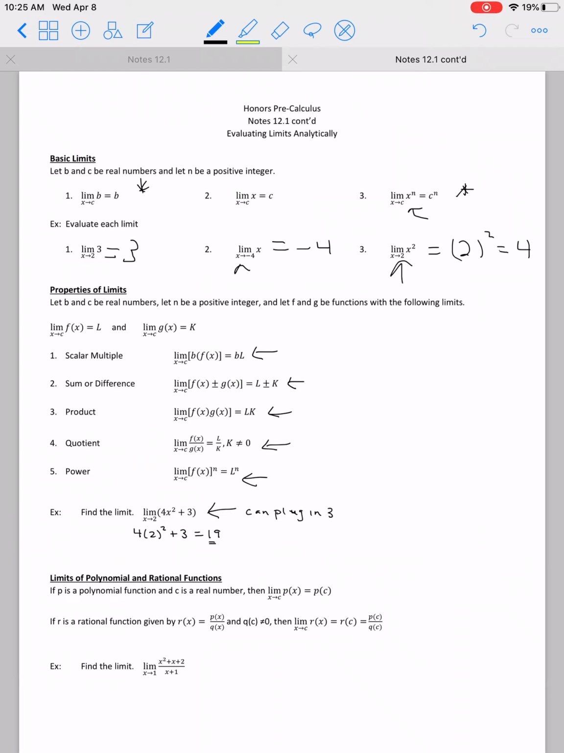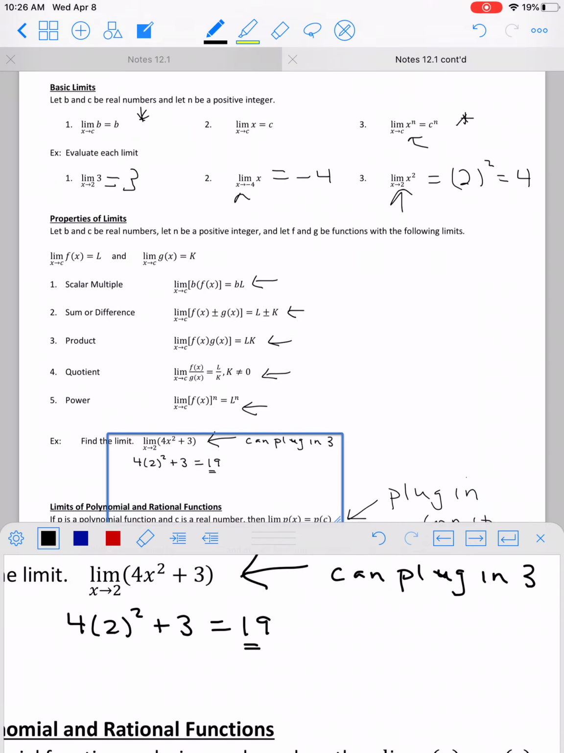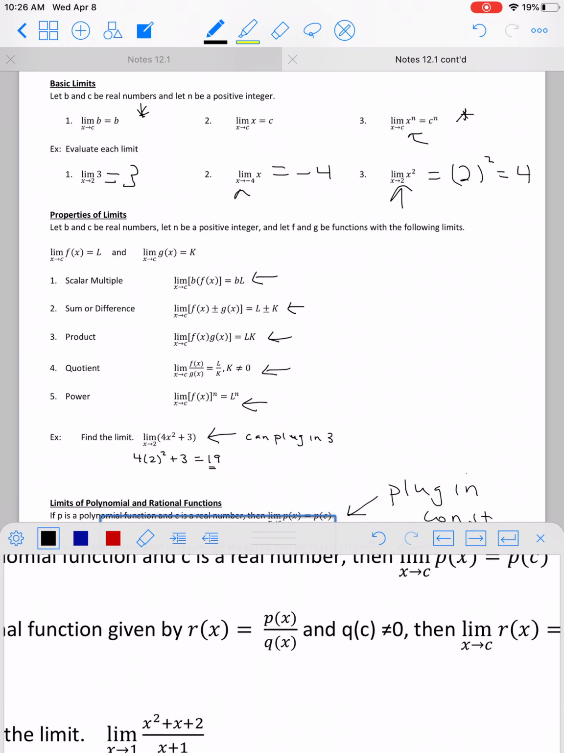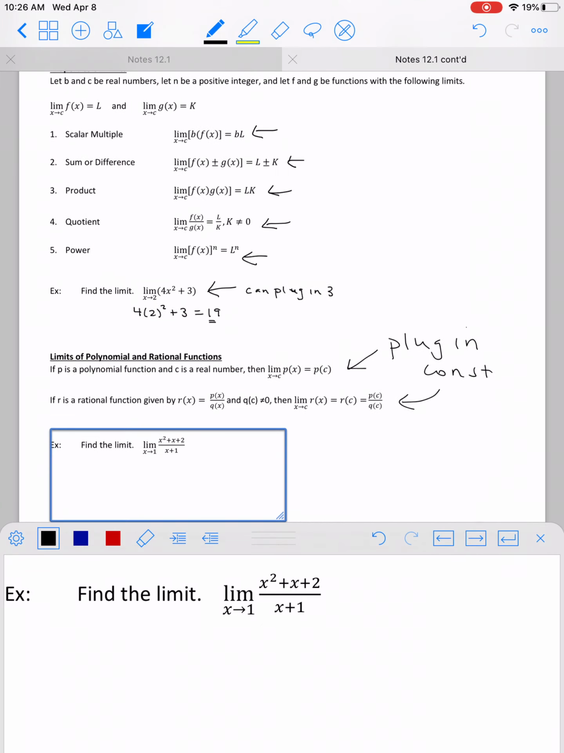So when we're looking at polynomial functions, this strategy says you're going to plug in the constant. And same thing for the rational function. We just need to make sure that that value is defined when we want to plug it in. So if we look at our example down here, I want to see if I can plug in the 1. And so I look down here. The value that makes this undefined is -1, so I can plug in the 1.